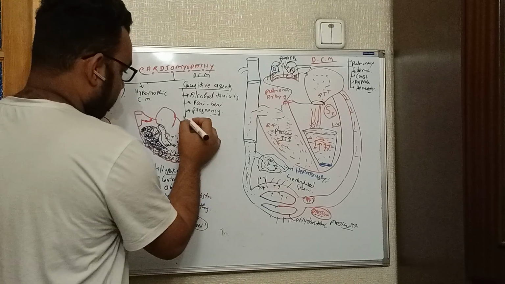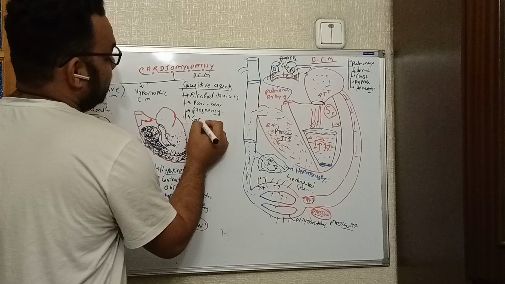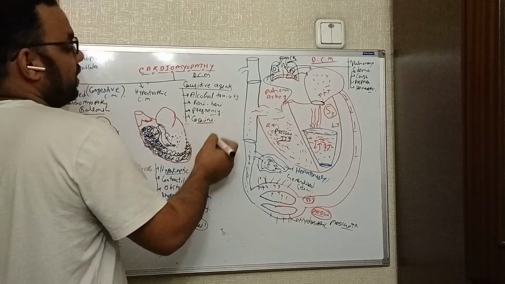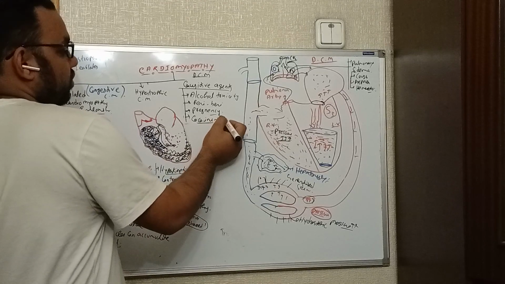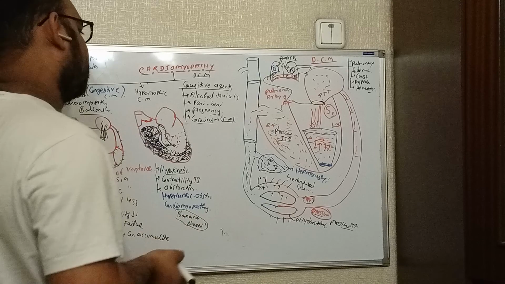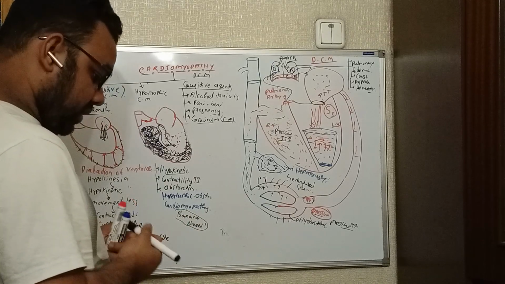Then you can also see the cocaine. If someone takes the cocaine for a long time, then this type of problem will be there. If someone takes the cocaine, there will also be a problem with the coronary artery. There will be vasospasm. That's a different thing. I'll talk about these things in subsequent parts, if I get time.